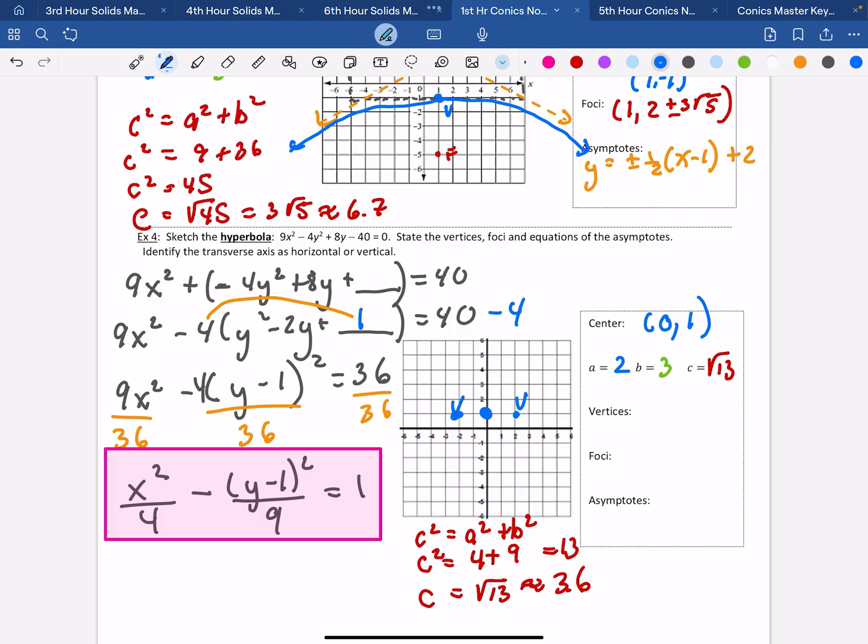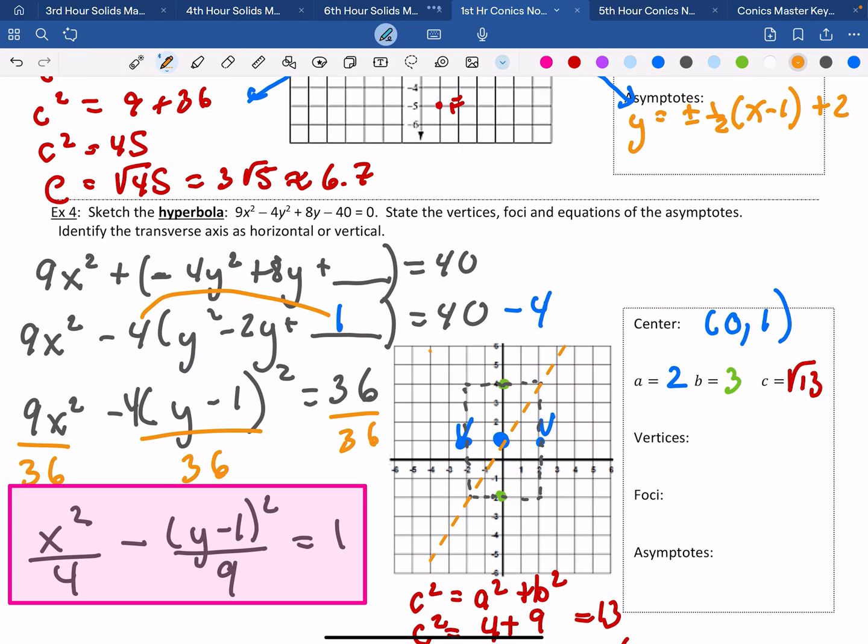All right, and then my B value, I'm going to go up 3 from the center. 1, 2, 3. And then down 3. 1, 2, 3. Go ahead and make your rectangles. Make it dotted. And then once you have your rectangles in there, draw your asymptotes. Connect corner, center, and corner. And make sure it's going through the corners. And do the same thing with the other side. Corner, center, corner.